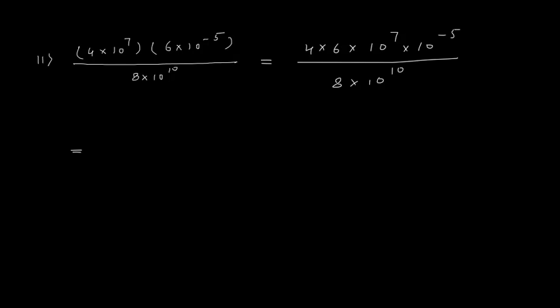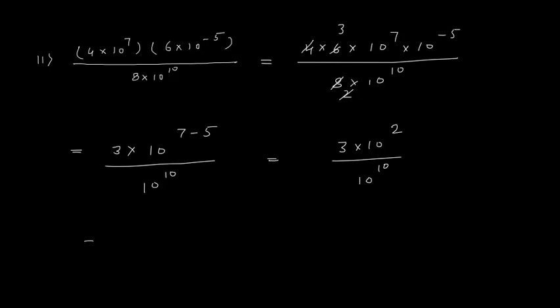So it is 4 into 6. Now this 4 into 6 I can cancel. 4 1s are 4, 4 2s are 6. And this 2 1s are 2, 2 3s are 6. So this is 3 into 10 power, this is 7 and this is minus 5. As they are in multiplication, so power are added. So 7 plus minus 5 is 7 minus 5. Divided by, here I have 10 power 10. So this is 3 into 10 power 7 minus 5 is 2 divided by 10 power 10.